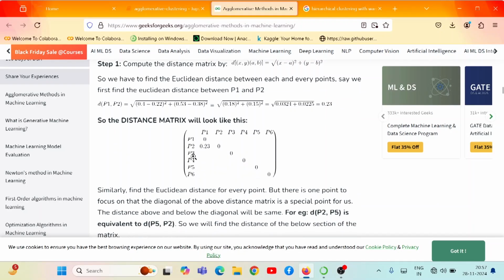Similarly, we have to find the distance between P3 and P1, P3 and P2, P4 and P1, P4 and P2, and subsequently the other values.